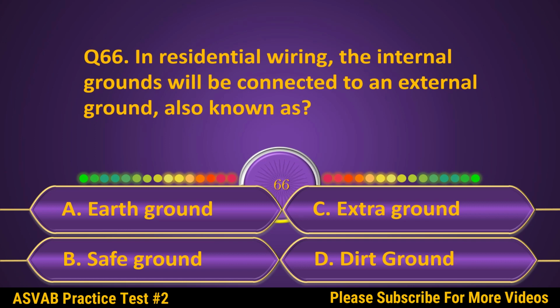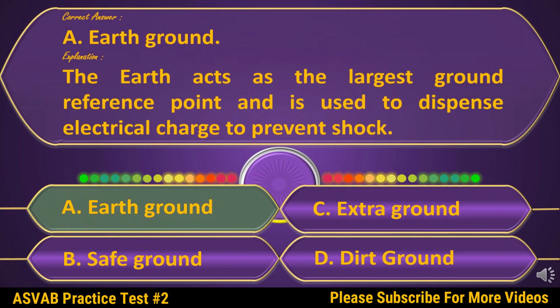Question number 66. In residential wiring, the internal grounds will be connected to an external ground, also known as, and the options are A. Earth ground, B. Safe ground, C. Extra ground, or D. Dirt ground. The correct answer is option A, Earth ground. The earth acts as the largest ground reference point and is used to dispense electrical charge to prevent shock.